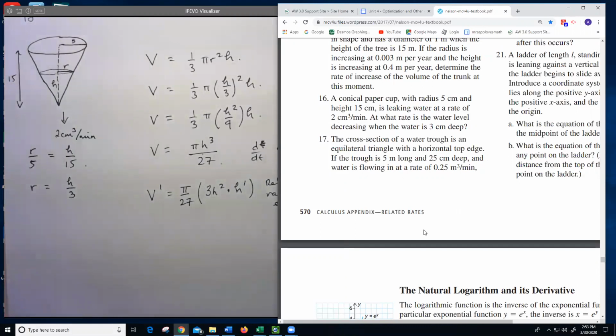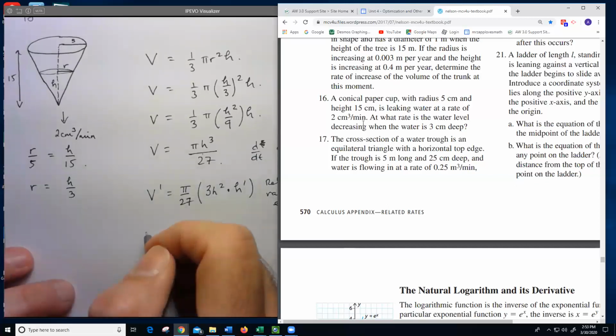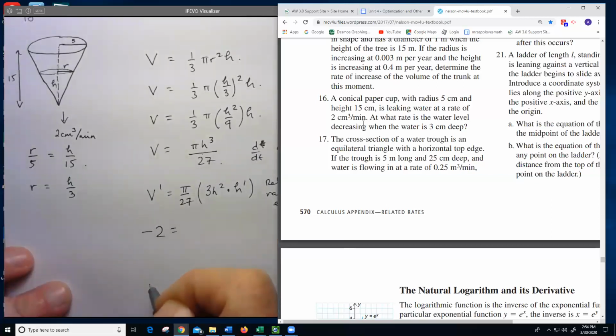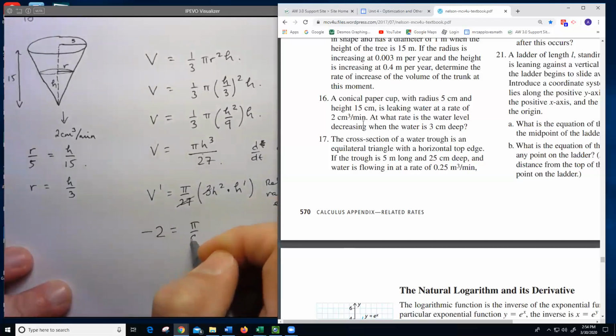Exactly. I need to input negative because what's happening here, it's leaking water, meaning the amount of water is decreasing with respect to time. So very important to be putting in -2. All right. And on the other side here, well, let's cancel those out. So I'm left with pi over 9.